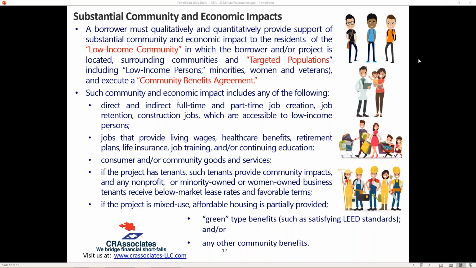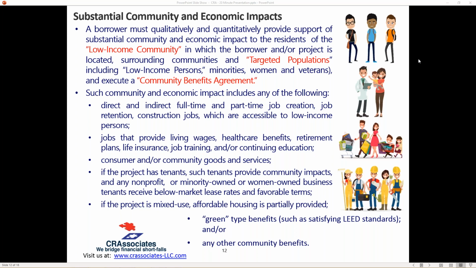If the project has tenants, such tenants provide community impacts, and below market lease rates are provided to minority-owned or women-owned business tenants or other favorable terms. If the project is mixed use, affordable housing is partially provided with rent restrictions for low-income persons and other targeted populations. Another community impact includes green-type benefits, such as satisfying LEED standards, and any other community benefits, such as the renovation of historic properties or reducing blight.